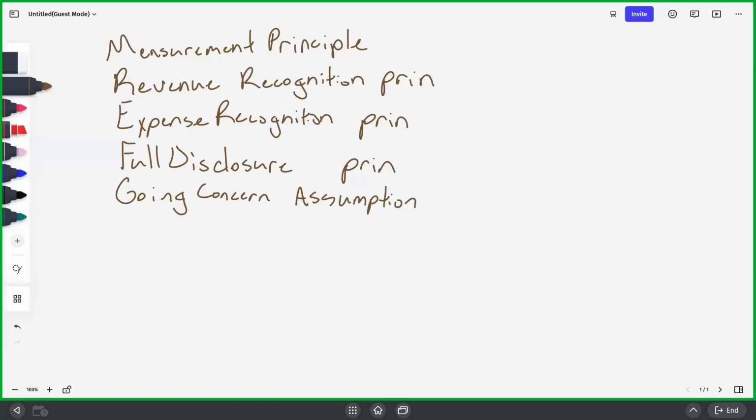As well, now that I'm getting into the assumptions, I'm gonna shorthand that as well, but they're all assumptions underneath.